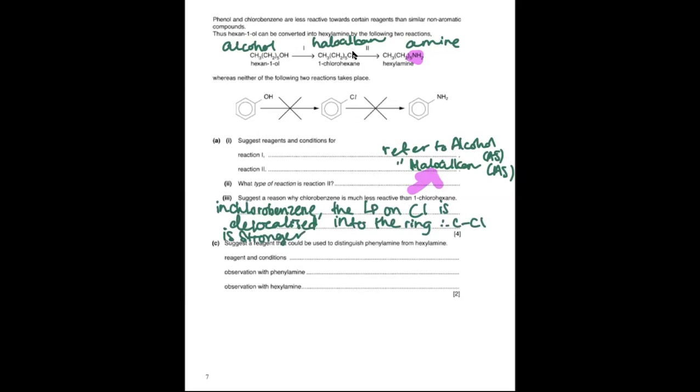Okay, or is difficult to break. I would say it's difficult to break. The carbon chlorine bond in halogenoalkane is much easier to break. That's why 1-chlorohexane is much easier to break. That's why that compound is more reactive.